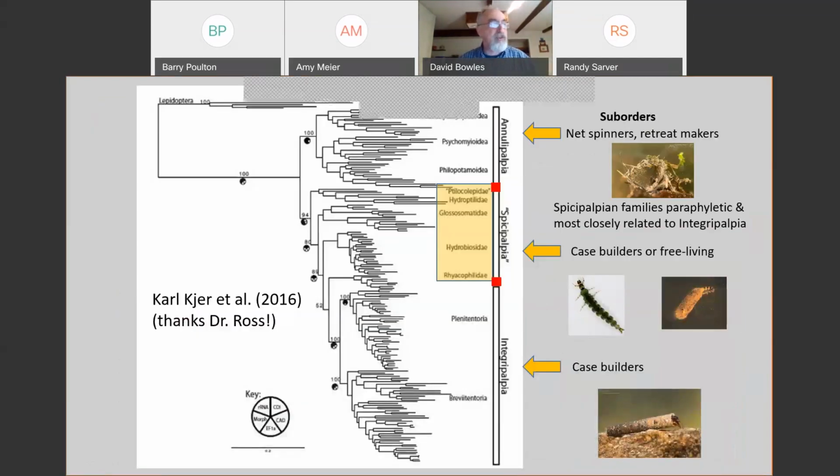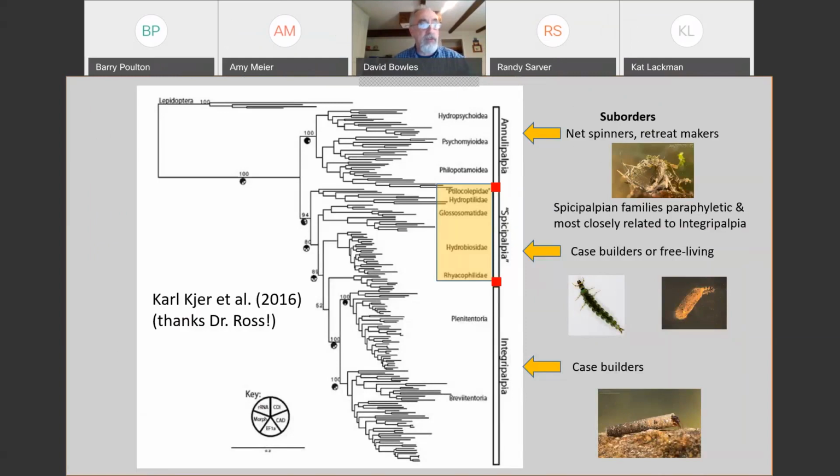I just want to show you this phylogenetic tree to give you an idea how we treat caddisflies in the grand scheme of things. And don't worry about the details of that, but the three major suborders of the caddisflies are the Annulipalpia. Those are the net spinners and retreat makers. And then on the bottom, we see the case builders. That's the suborder Integripalpia. All of them make cases.